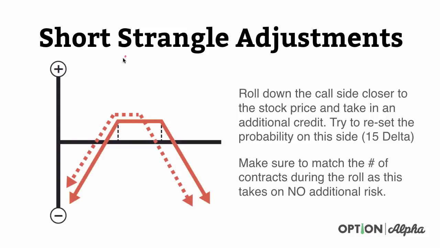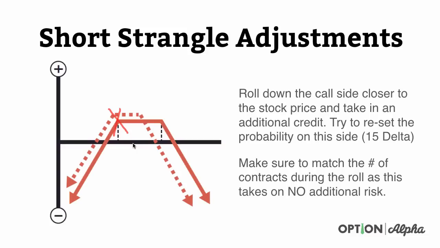Now let's say, for example, that the stock starts moving down towards your put spread or your put side strike. So in this case, it would move down towards the put strike, which is right here. That's where the stock would be moving towards. What you're going to do in this case is not adjust the put side of the trade. You're going to leave that put side on. It's moving against your puts.